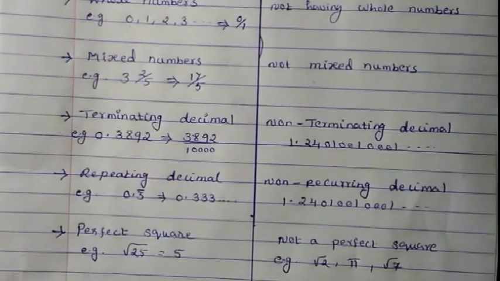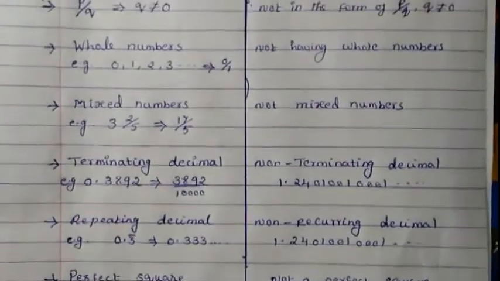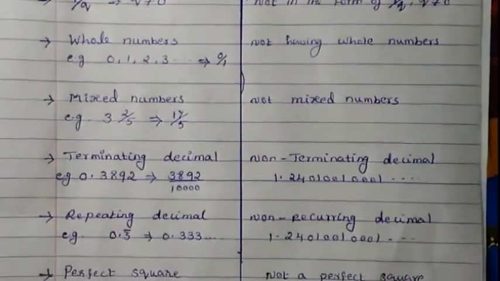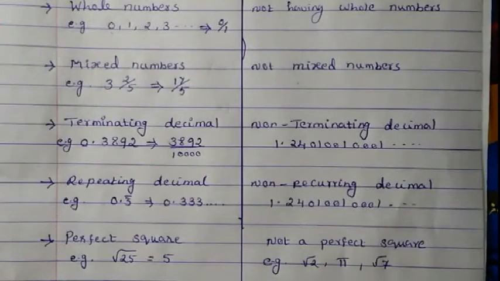I hope children, the concept is clear to you. Just go through these points, and you will have a clear idea about rational numbers and irrational numbers.